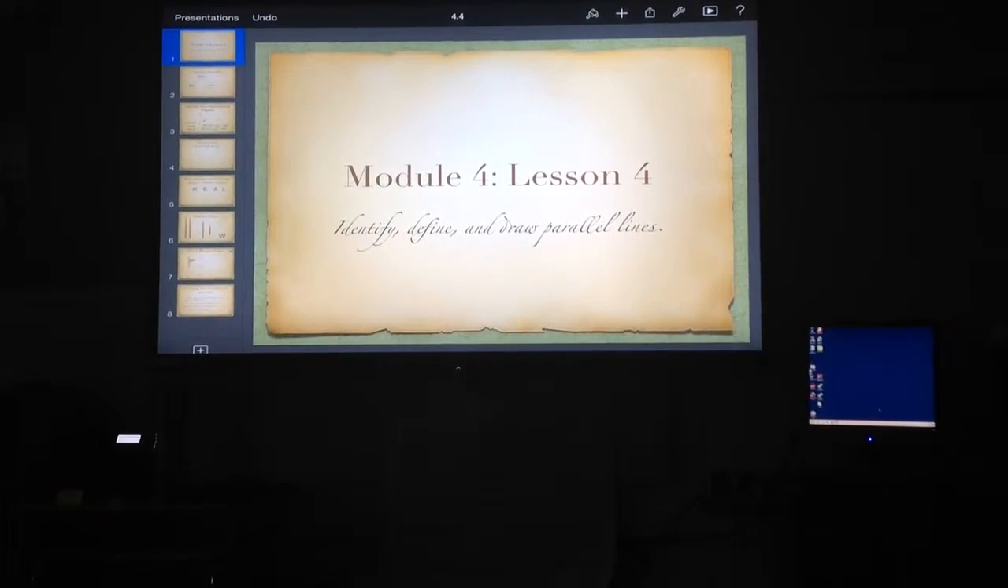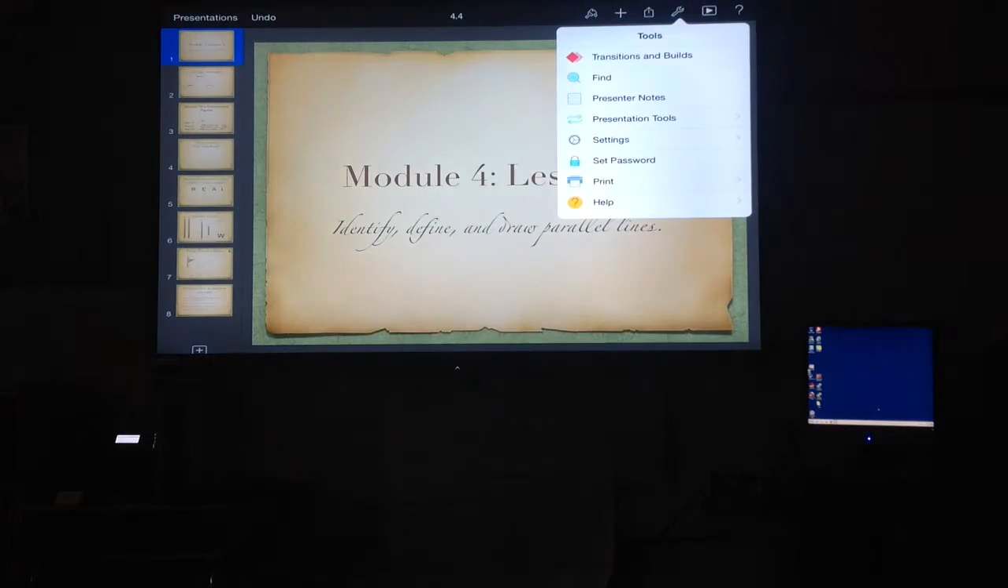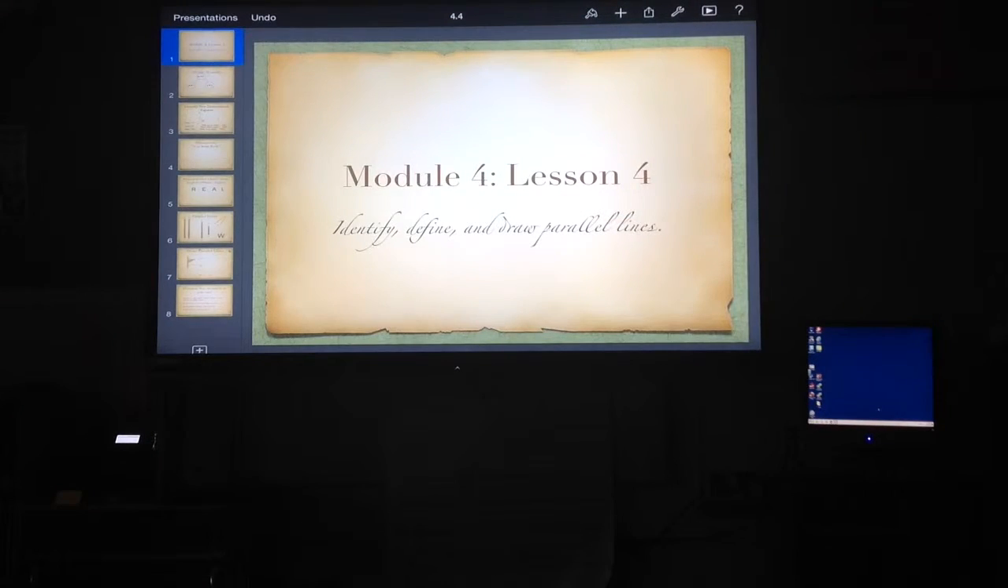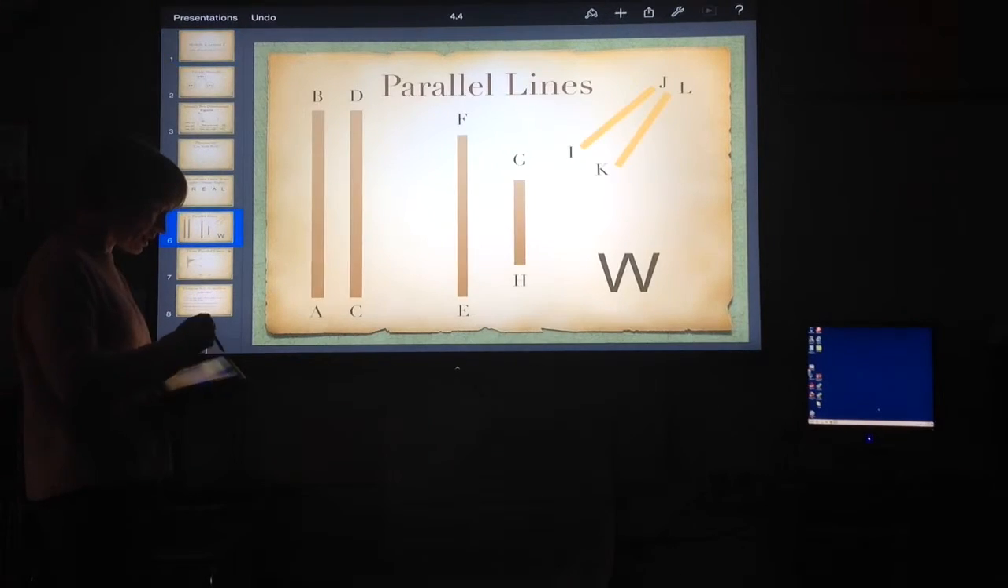As you can see, we are doing lesson 4, module 4. We are identifying, defining, and now drawing parallel lines. Parallel lines are different than perpendicular lines. They are lines that run continuously and never ever touch. So what we're going to do is move straight to drawing parallel lines.